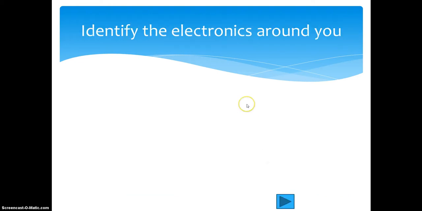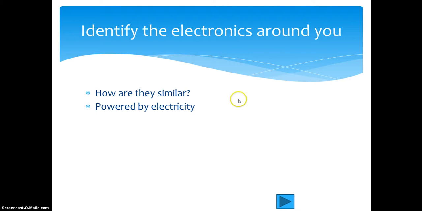Alright, now that you are done with your discussion, I want you to identify the different electronics around you and think about how they are similar. Do you notice that they're all being powered by electricity? Now I want you to try and identify the different sources of electricity.